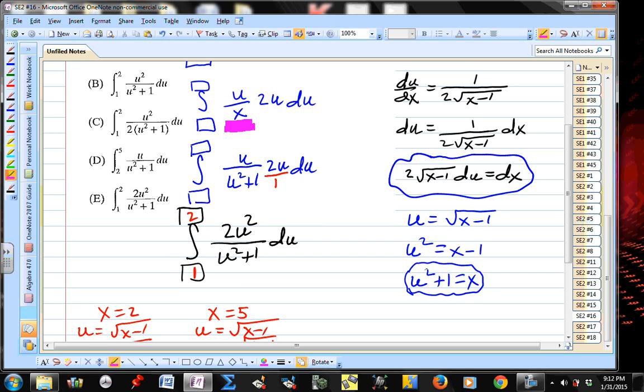Now we need to match this expression with one of the options that are listed. We can see that this matches option letter E.